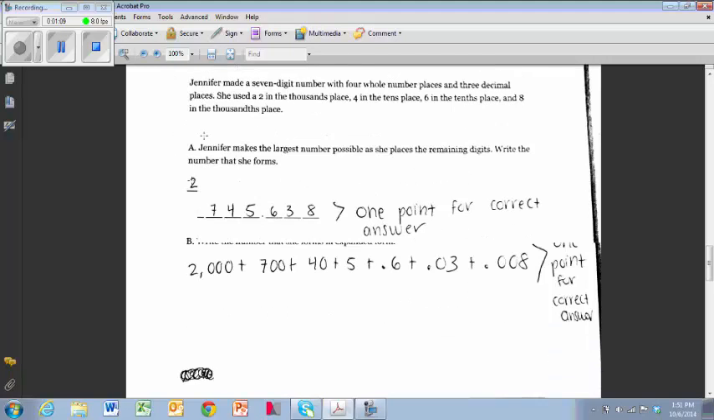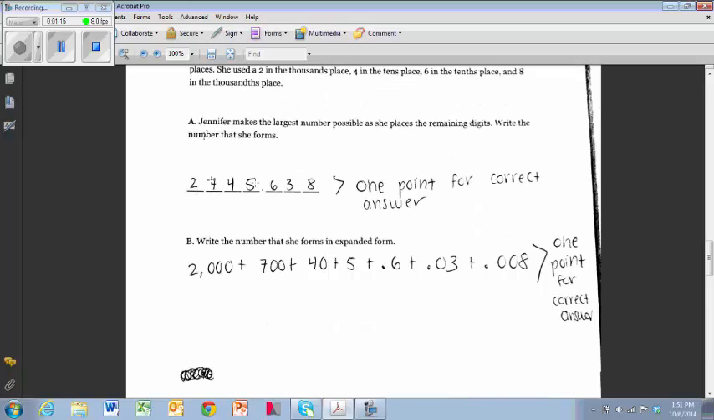So what they should get is an answer that is 2,745 and 638 thousandths. Should be written out just like this, and they'll get 1 point for the correct answer. If they flipped 2 of the digits, for example, they would receive no points for that answer.